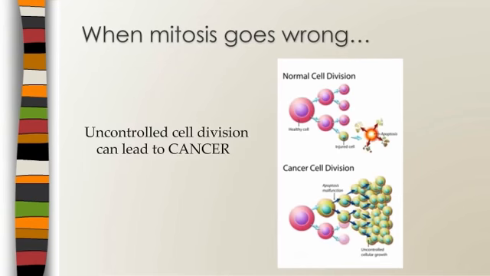Sometimes mitosis goes wrong. The DNA in the cell is what tells the cell when to divide. Sometimes there's a problem with that DNA. Maybe there has been some sort of a mutation, and the signal that tells the cell to divide gets messed up. So it divides uncontrollably, leading to a growth of a tumor or cancer. Not all tumors are cancerous, but some are. This is a result of uncontrolled cell division, leading to cancer.